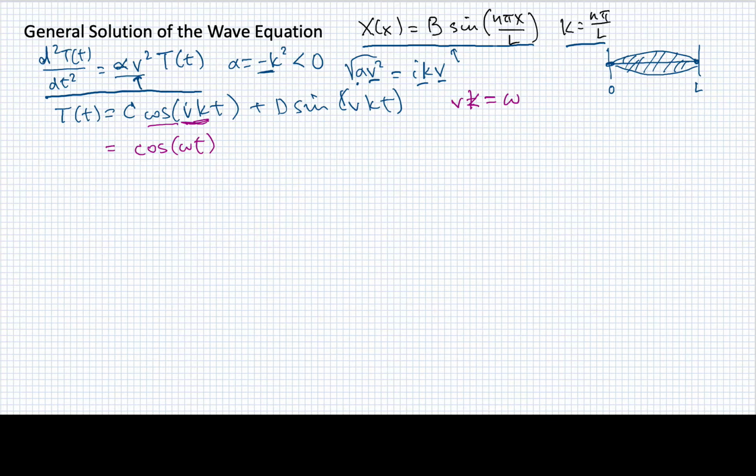Now this may feel like I'm cheating a little bit. I want to assure you that what I'm doing is legitimate. I'm just specifying the initial conditions in such a way that this is what the time dependence looks like. So this means now that my general solution, or the full wave function, u of x and t, is going to be the coordinate part, which is B sine of n pi x over L, times the time-dependent part, which is just cosine of omega t.